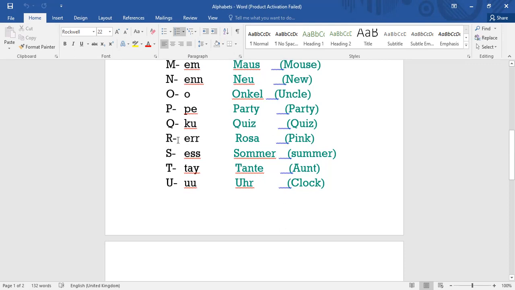R gives a sound of air. So this is Rosa, same as English. This is rosa. This means pink, pink color.